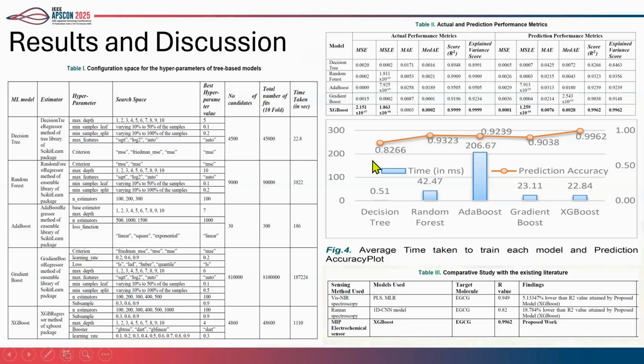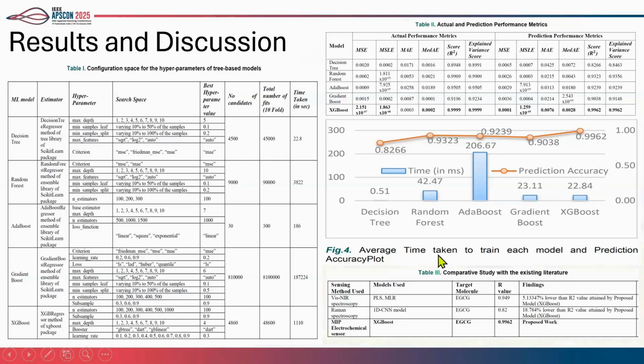And now in this chart, we can see the time taken and also the prediction accuracy. Here we are able to see that AdaBoost is taking a lot of time, whereas random forest and XGBoost are taking less time. XGBoost is taking almost half of the random forest time, and XGBoost is giving almost 99.6% accuracy, we can say.